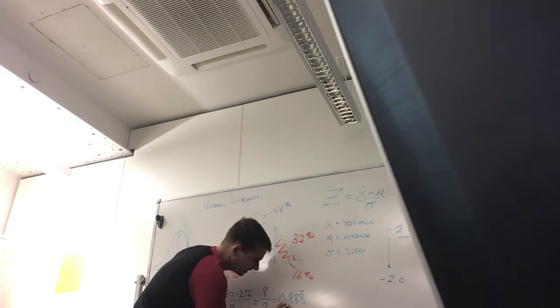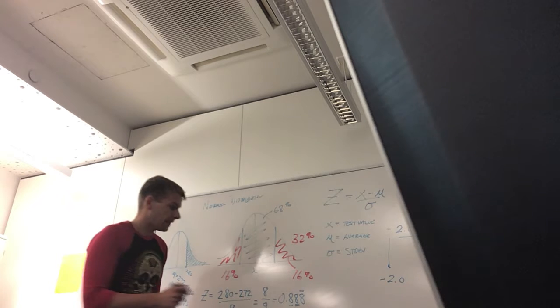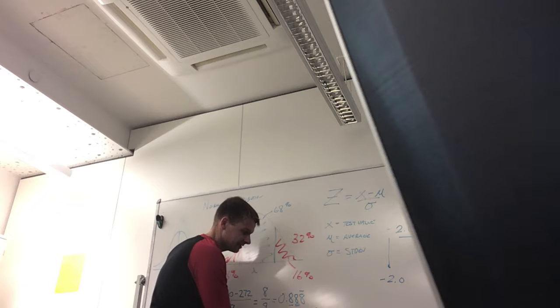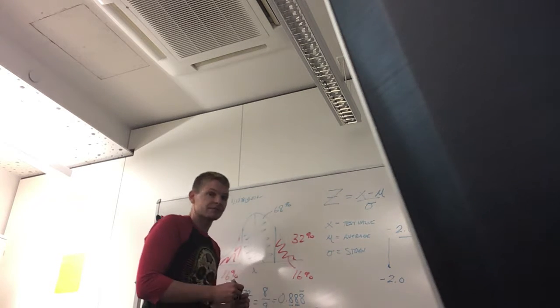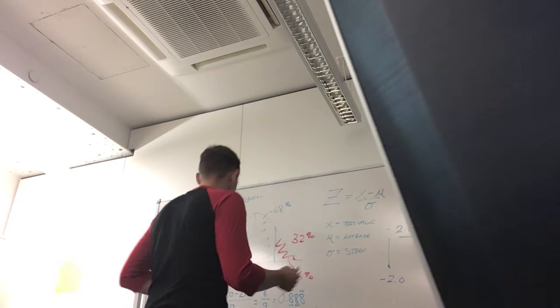So to explain that, if I look at this, this is the tenths, that is the hundredths location. So this is the same thing as 0.8 and 0.08, getting me down to 0.88. When I do that, 0.88, I get 0.8106. And that's the data. That's the P.